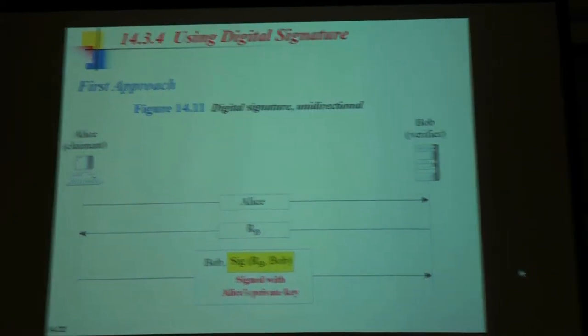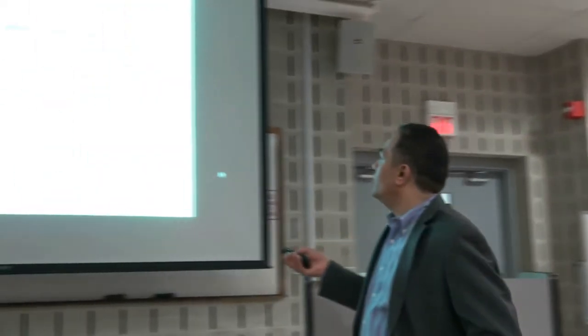So remember we compared real signature and digital signature. For digital signature, every document has a different signature. That's number one. Number two, we could send the document separate from the signature, right? We studied that last time. So in here, the digital signature is unidirectional.